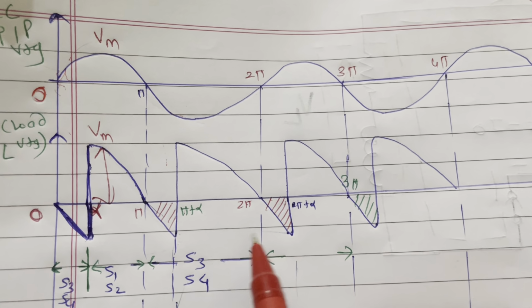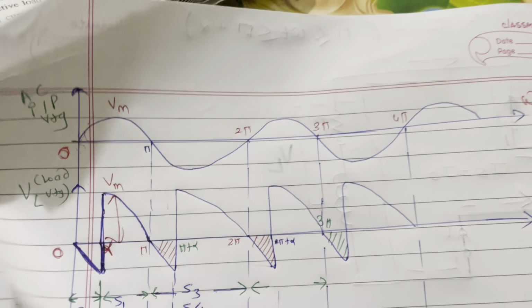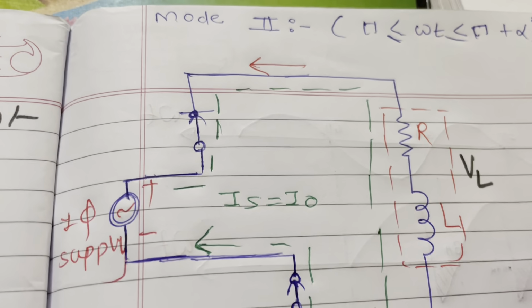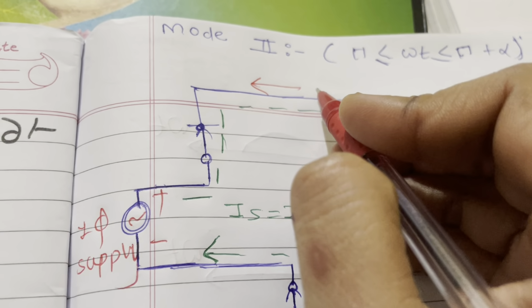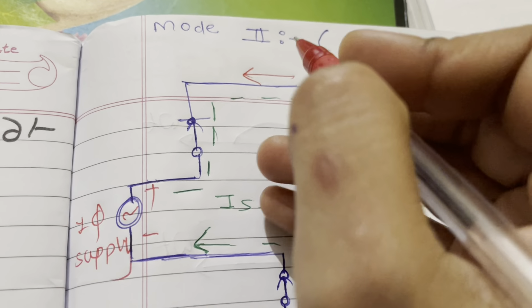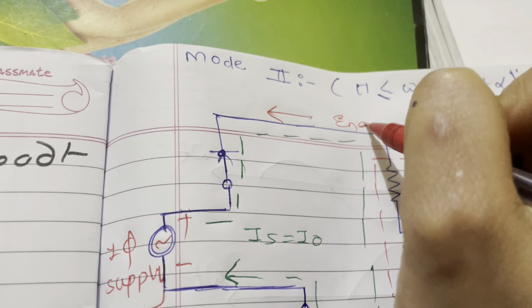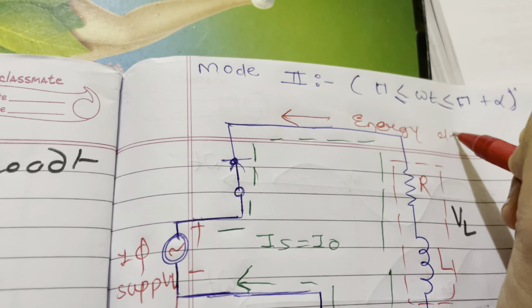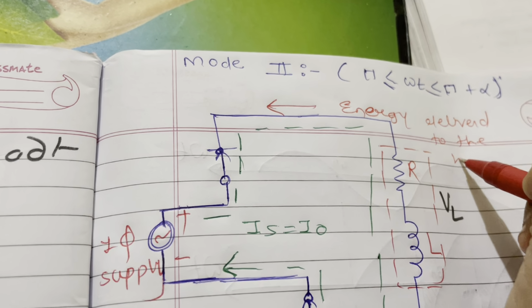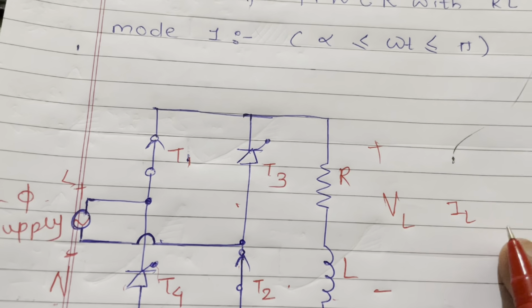Therefore the load acts as a source, and the energy stored in the inductance is returned back to the AC supply. The inductance behaves like a source, so the energy is delivered to the load.